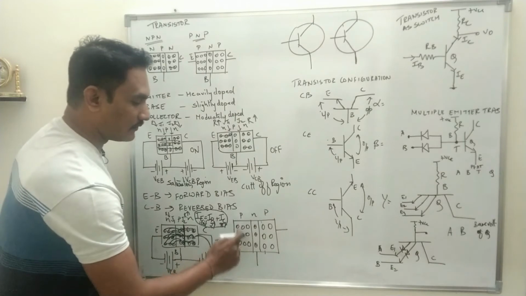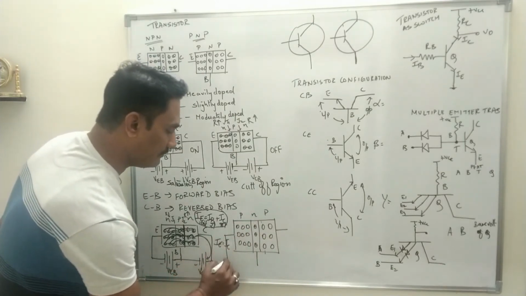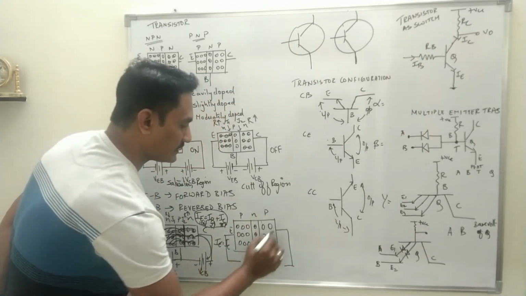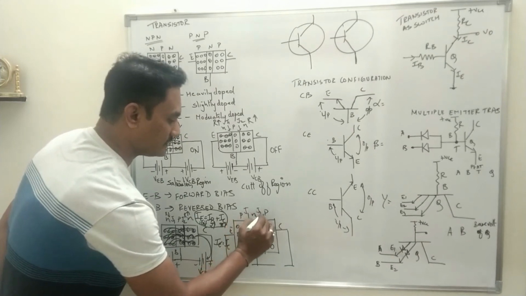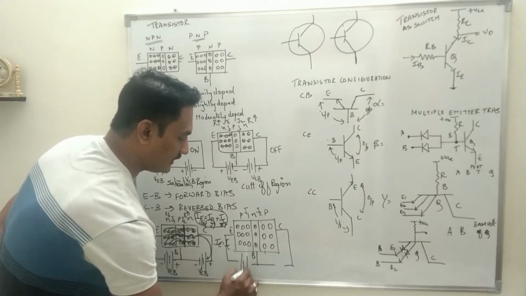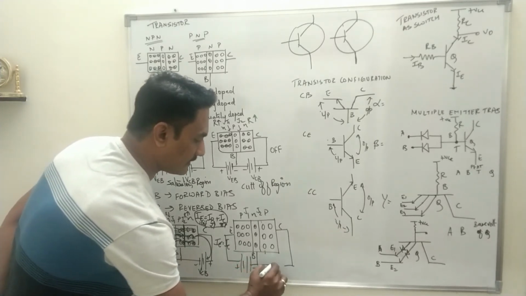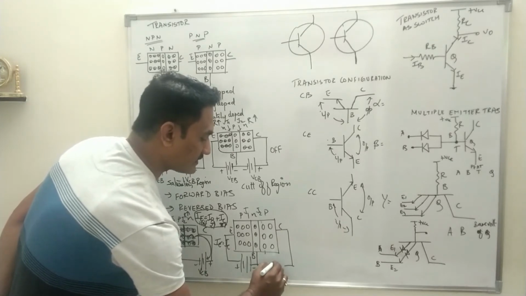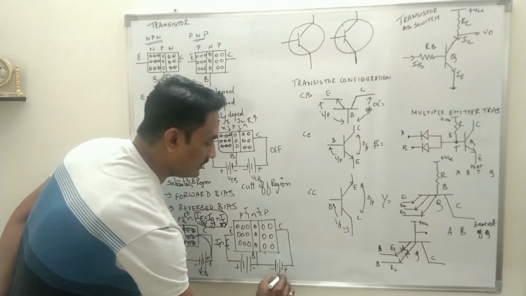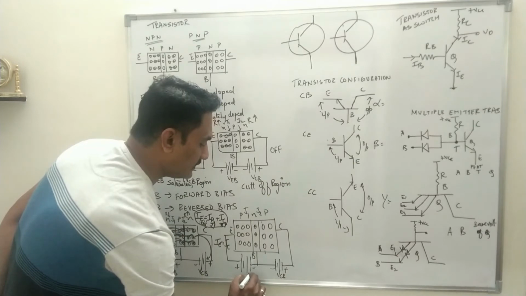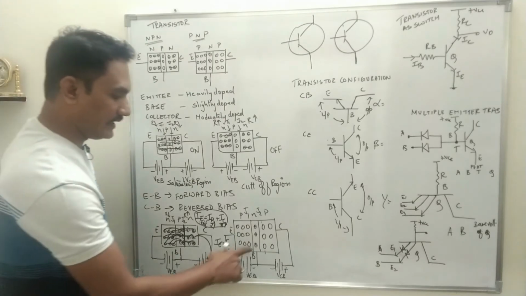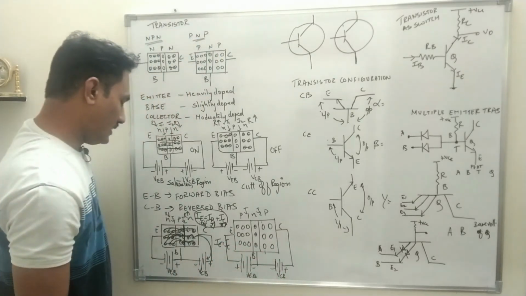Now let us try to understand the working of the PNP transistor on the same line. So the emitter base junction should be forward biased. This is the emitter base junction, this is the collector base junction, this is J1, this is J2. P connected to positive, N connected to negative, and then reverse bias, N connected to positive, P connected to negative. This is VCB and this is VEB. So this is the polarity which has to be connected, N connected to positive, P connected to negative.